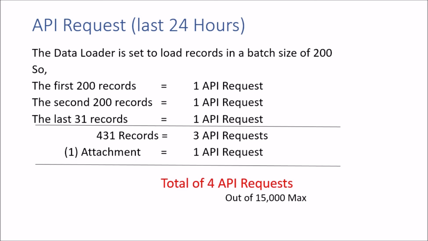Now for that last 31 records, I could have uploaded 200, but since I only uploaded 31, it cost me an API request. Also the attachment that I uploaded, since it was a single attachment, cost me an API request. So the bottom line is that there were a total of 4 API requests out of the 15,000 max.